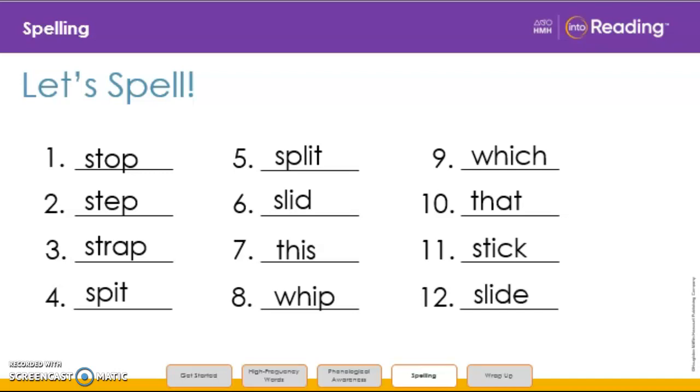Great job this week working on that spelling. These words are important so you can be good readers and writers.